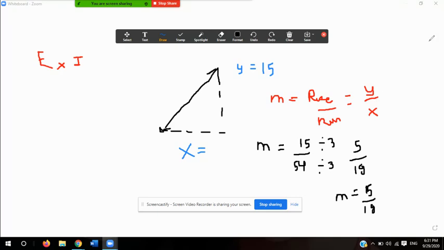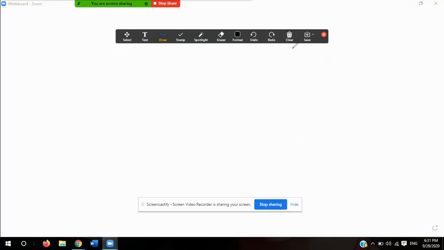All right, so I'm going to go ahead and erase this, and let's do example number 2. Example number 2, which is on page 82 as well, says, what is the slope of the line passing through the points -1 and 3?